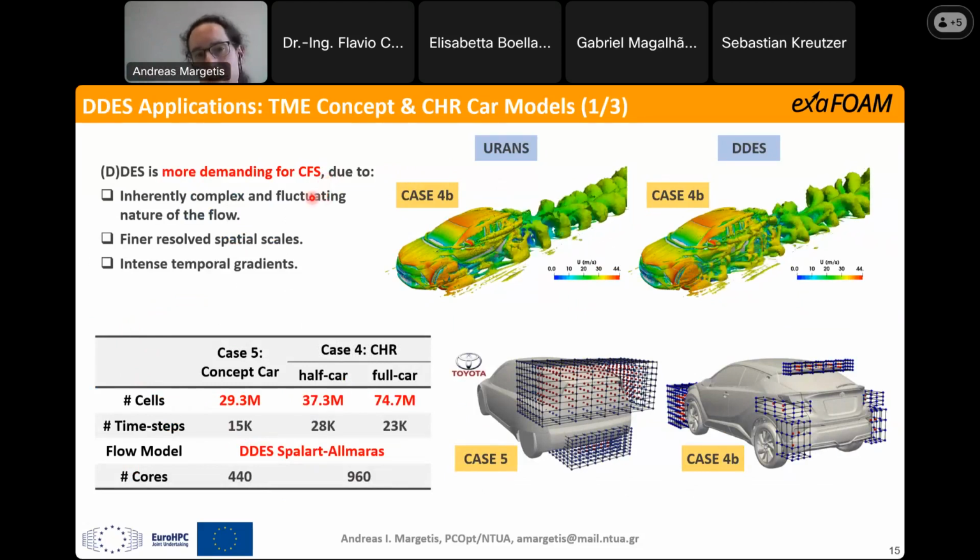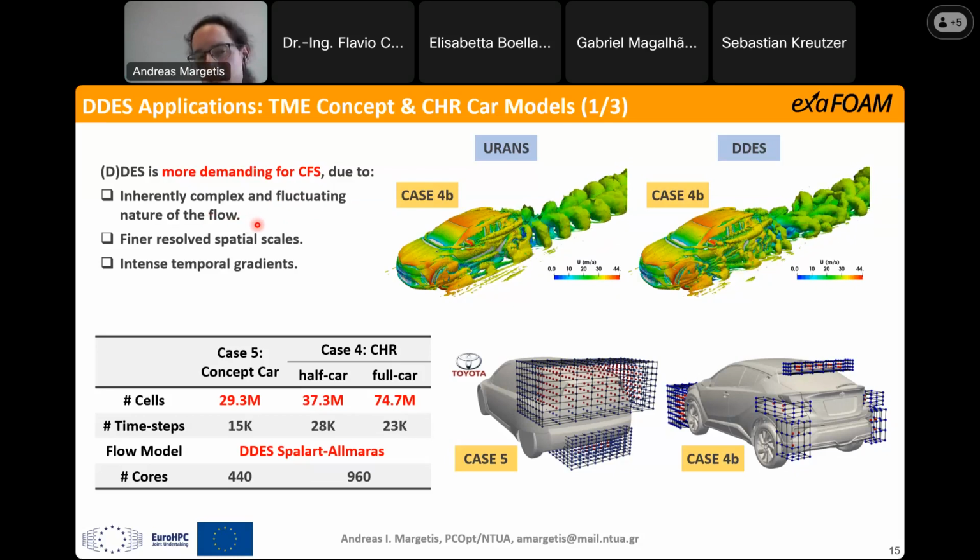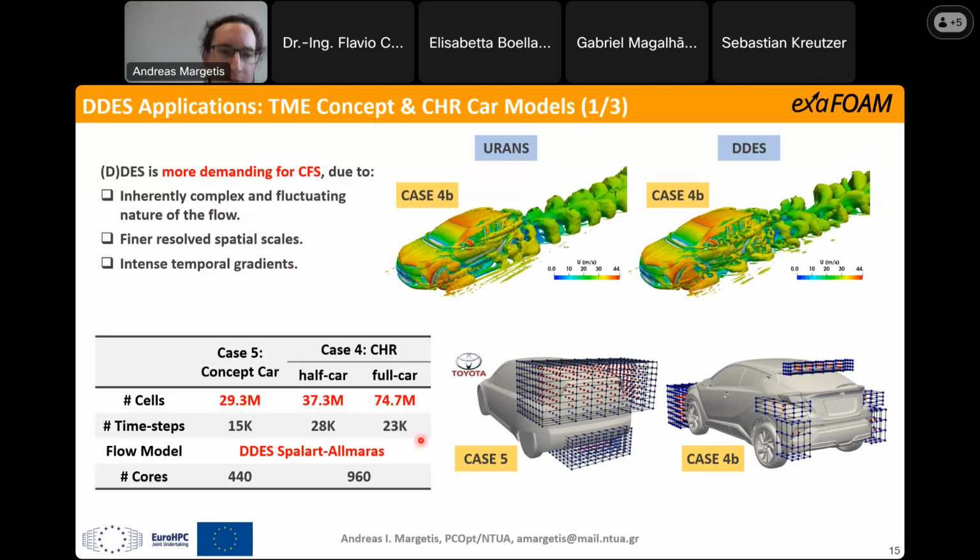Such higher fidelity models are much more demanding for the compression techniques due to the highly fluctuating nature of the flow, the finer resolved spatial scales compared to URANS, and the intense temporal gradients that appear in the domain. Here we will examine three cases.